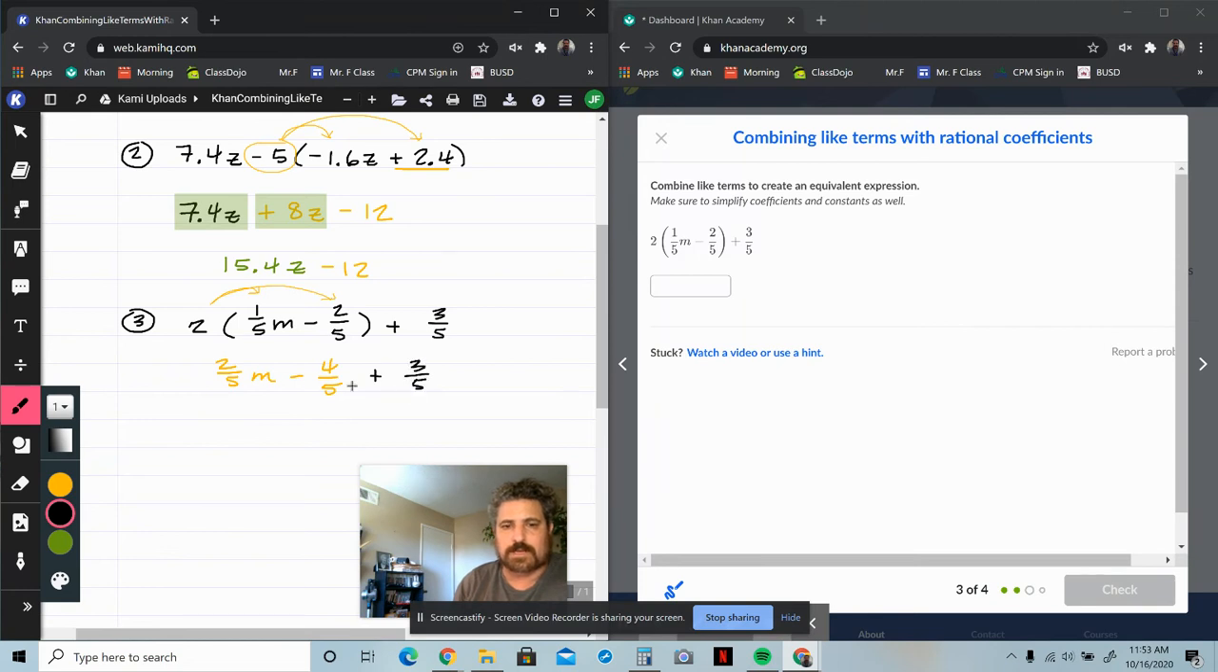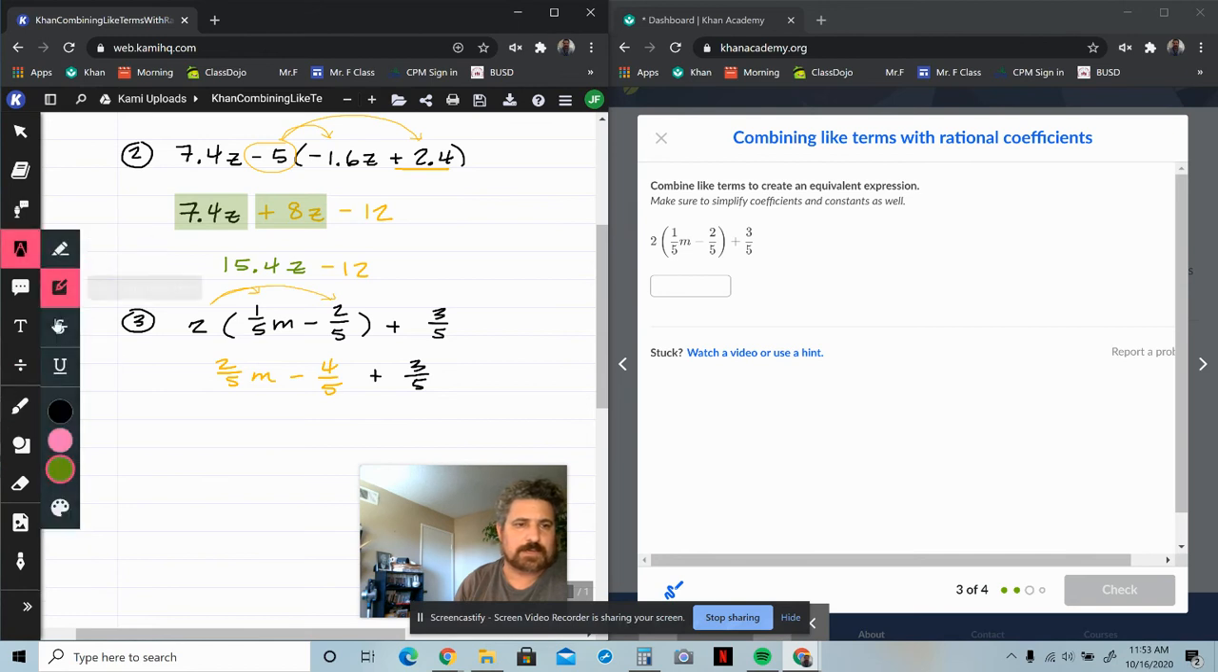Now ask yourself, what like terms do you have to combine? Well, there's only one m term, the 2/5 m. That's what we're going to have. We're going to have 2/5 m. But the constants can be combined in this case. So you're going to combine these two constants. You've got negative 4/5 and you've got positive 3/5.